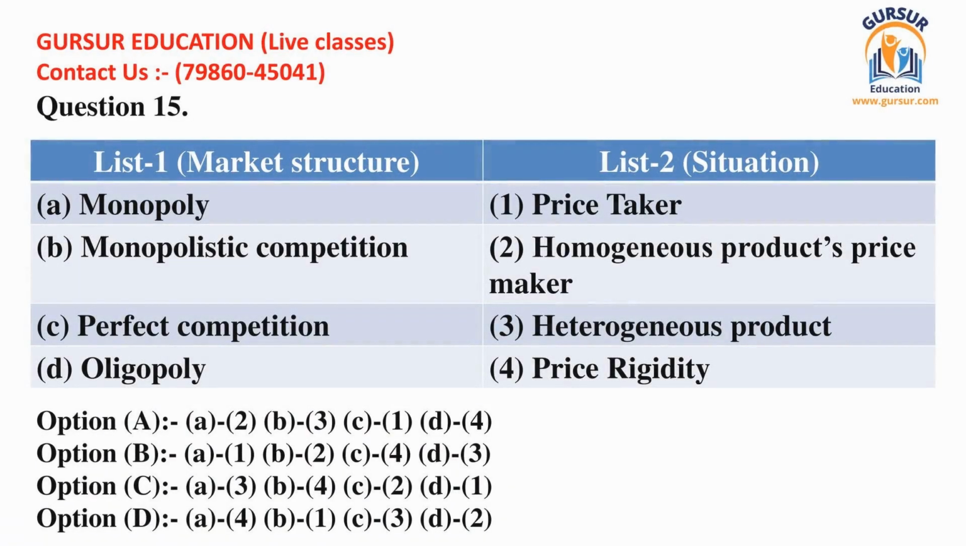Question number 15. Two lists are given in this question. You have to match correct items of list 1 with correct items of list 2. The list 1, market structure, contains the following items. A. Monopoly. B. Monopolistic competition. C. Perfect competition. D. Oligopoly. The list 2, situation, contains the following items. 1. Price taker. 2. Homogeneous products, price maker. 3. Heterogeneous product. 4. Price rigidity.